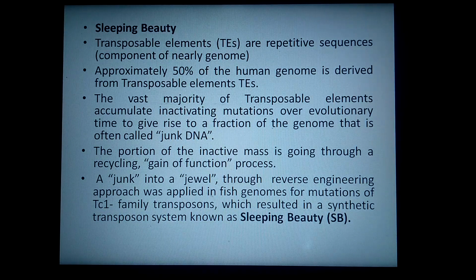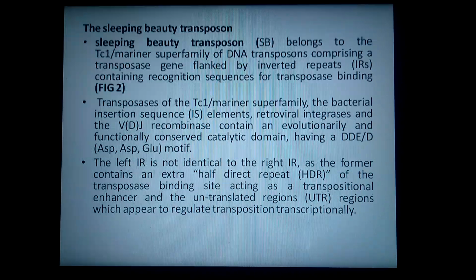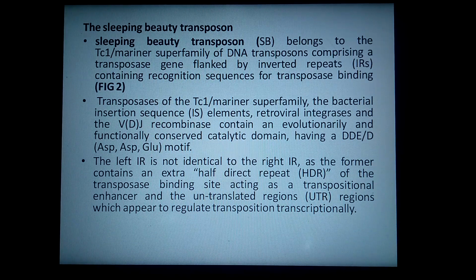Sleeping Beauty transposons. Sleeping Beauty belongs to the Tc1/Mariner superfamily of DNA transposons, comprising a transposase gene flanked by inverted repeats, in short called IRs, containing recognition sequences for transposase binding.